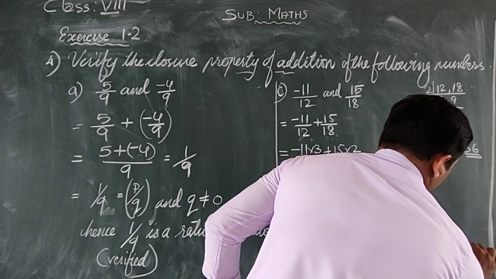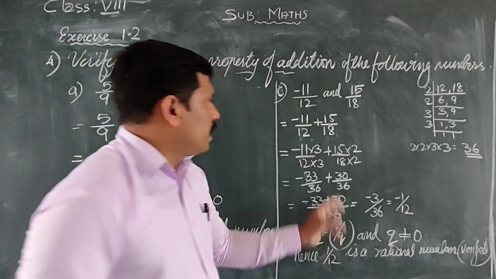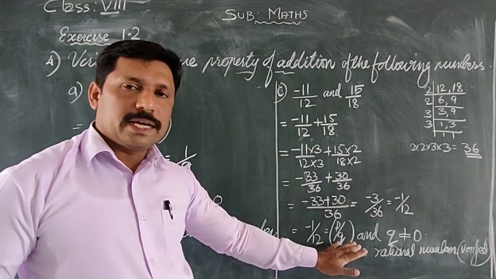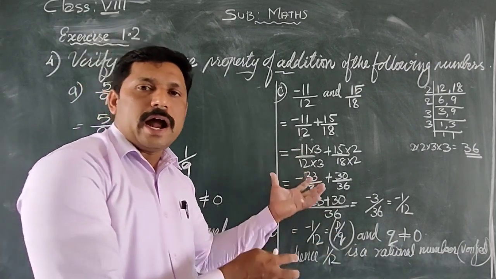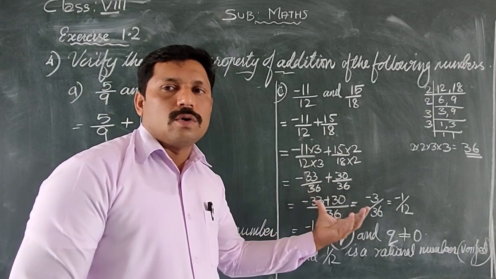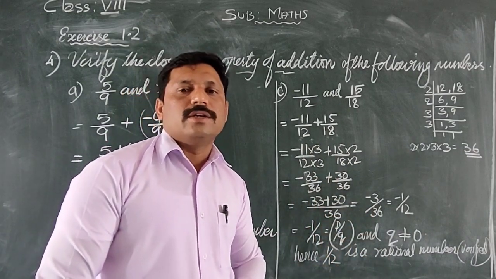We can write here, verify. So here also, after adding, we got negative 1 upon 12. Negative 1 upon 12 is a rational number. Therefore, when we add any two rational numbers, the result will always be a rational number. This property is called the closure property. We have verified this also. And the remaining two questions that you do as homework.